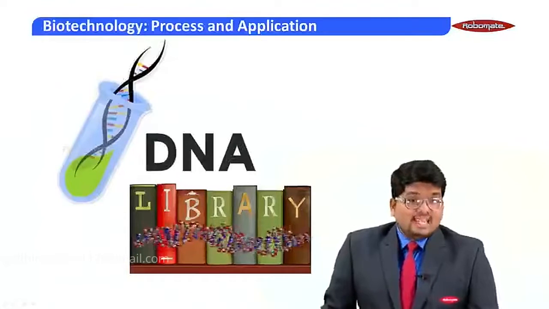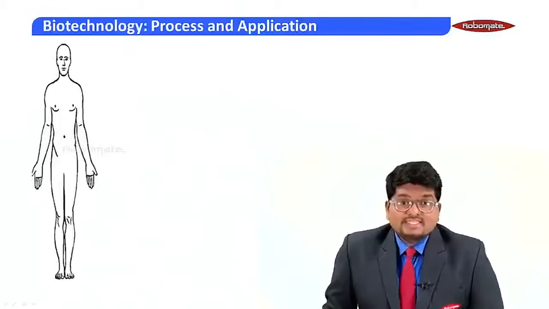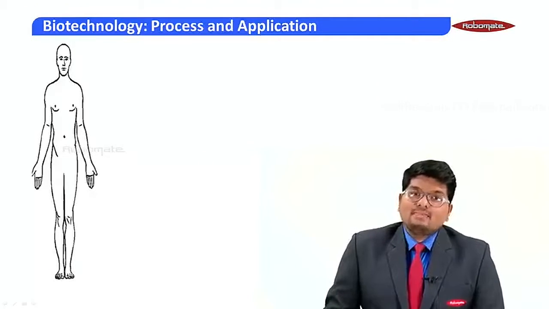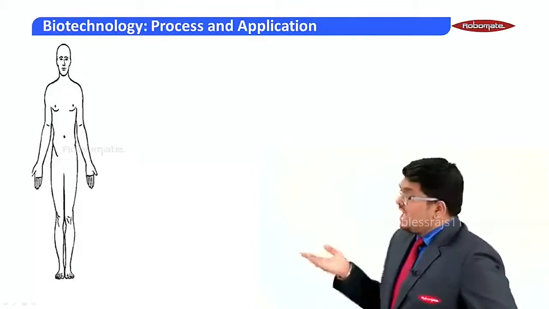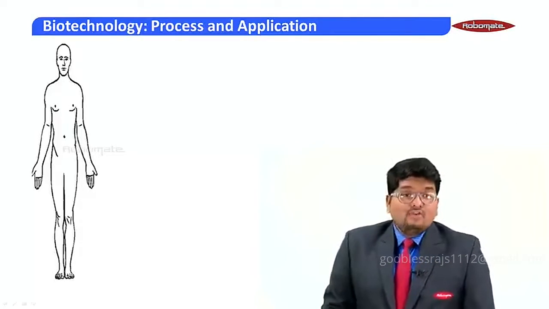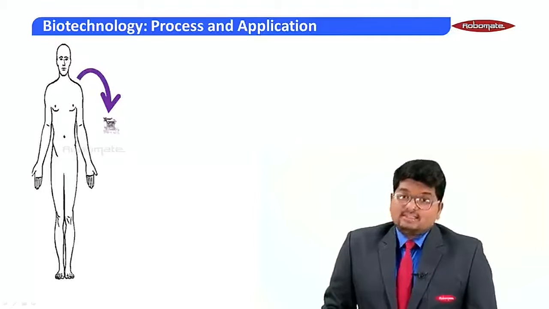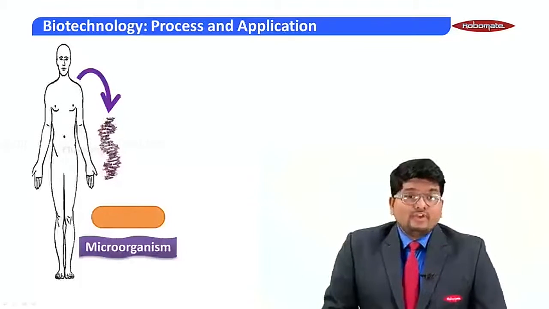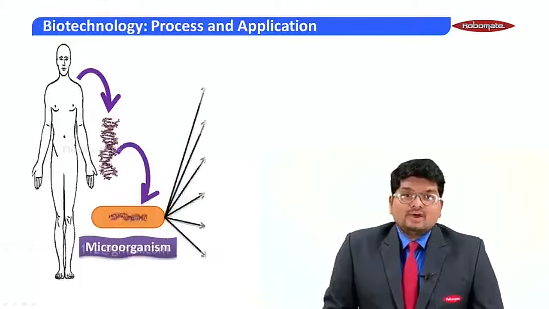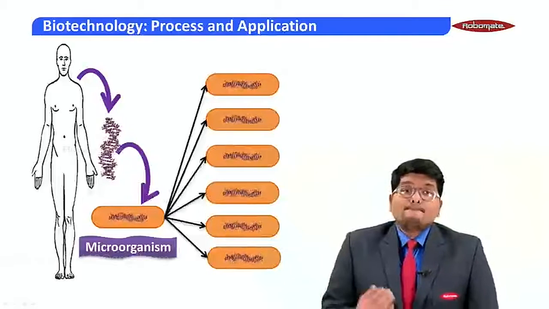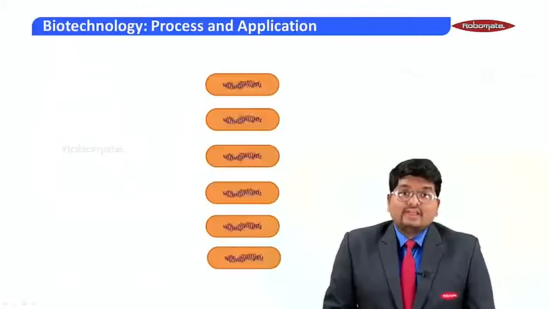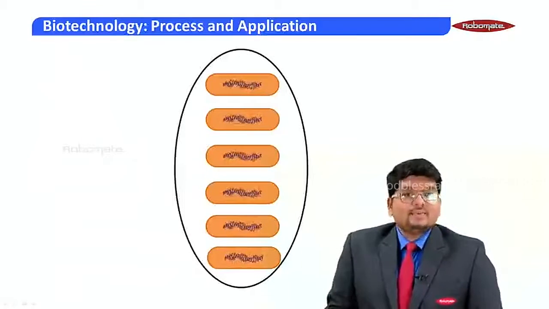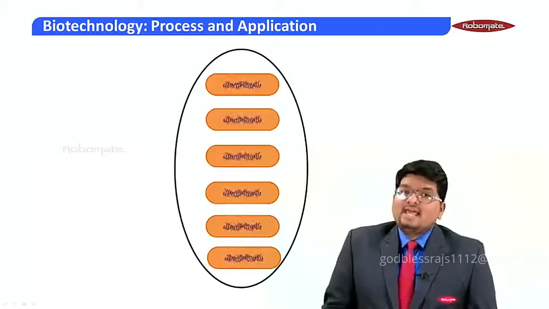So what is a DNA library? DNA library is nothing but the DNA of an organism that is stored and propagated in microorganisms. So here I have a human, and we isolate its DNA and put this DNA into a suitable microorganism. We allow this microorganism to undergo cloning or form multiple copies, and the collection of these multiple copies, or the clones of the organism, is nothing but the DNA library.